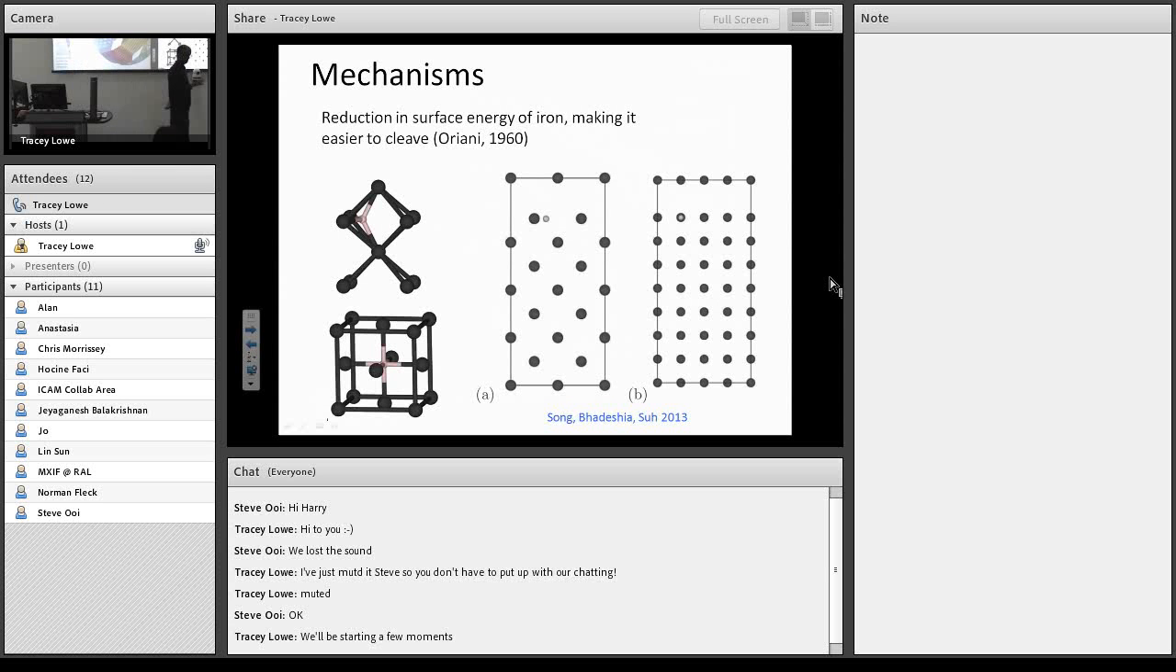Now I'm going to very briefly go through some of the proposed mechanisms for hydrogen embrittlement. And one of the classic ones is that small concentrations of hydrogen, and we're talking about parts per million of hydrogen, influence the surface energy. Okay. So supposing that hydrogen makes it easier to cleave iron, then the embrittlement effect is very easy to explain. So we did some first principles calculations because it's very hard to prove whether hydrogen reduces the surface energy at a concentration of a few parts per million or not.